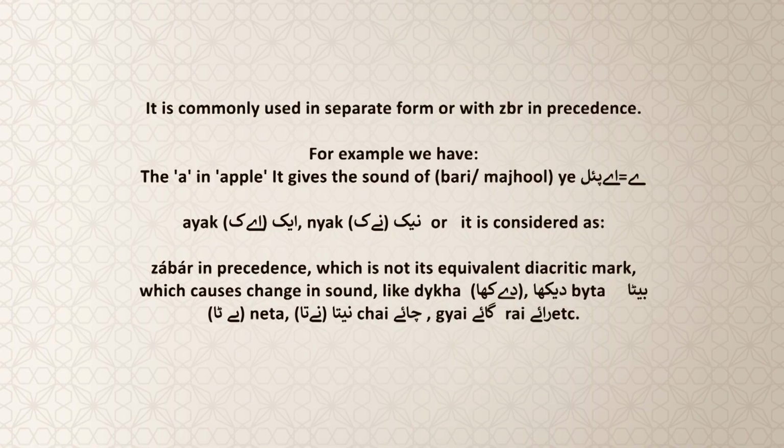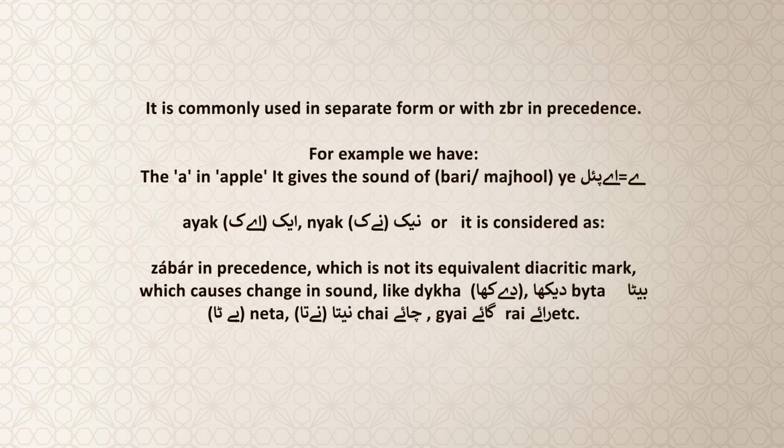We have another example: neck. It is also written in the two-dot form, but it is pronounced with badi ye. And this badi ye gives a sound like this. Sometimes we consider this as zabar in precedence, which is not its equivalent diacritic mark, which causes a change in sound, like deh. They are also similar to neck: neck, deh.